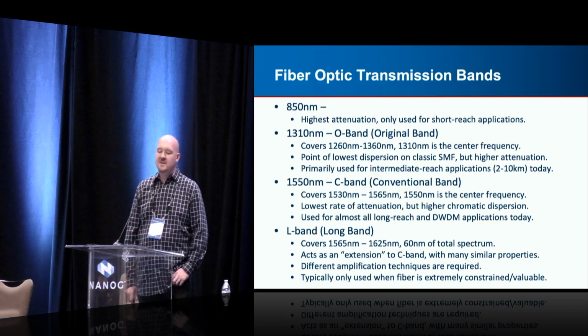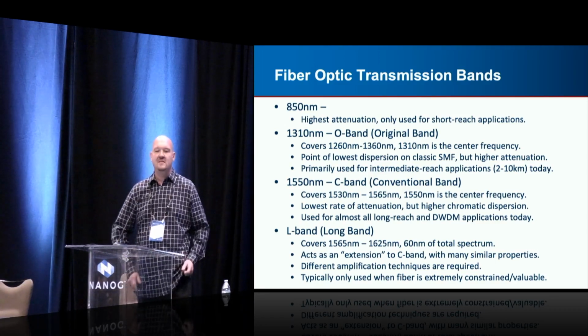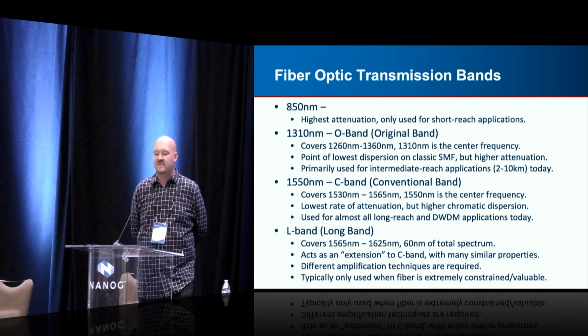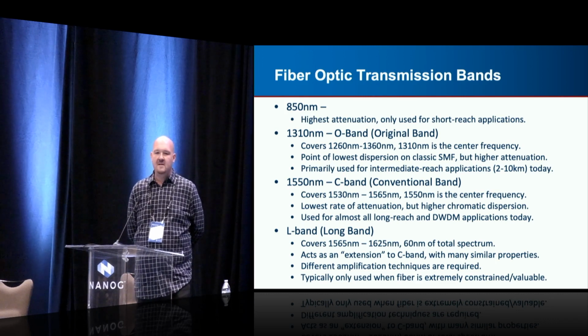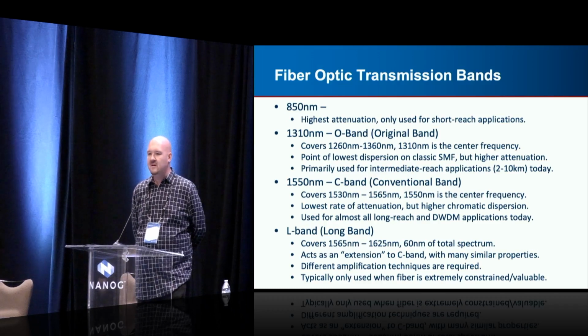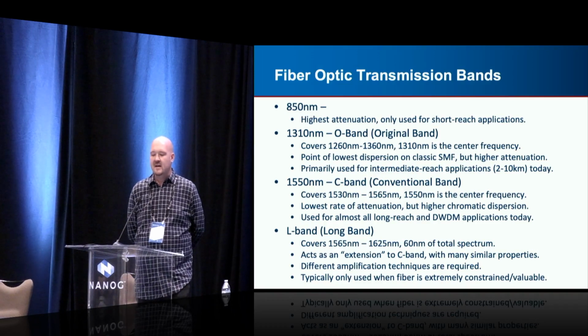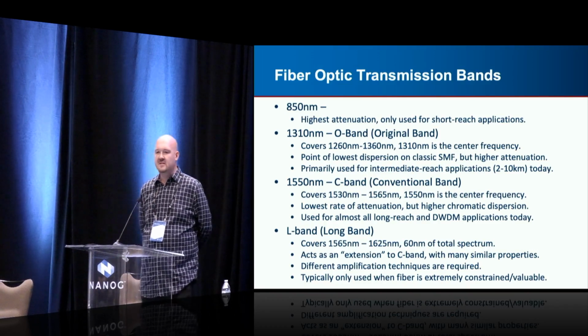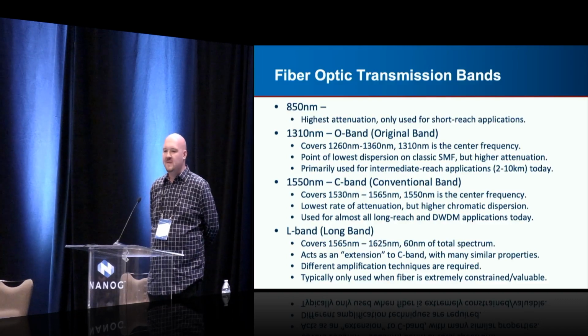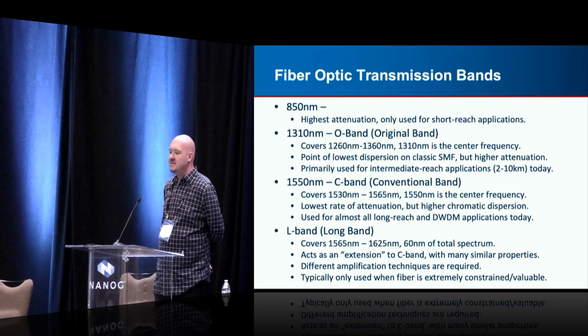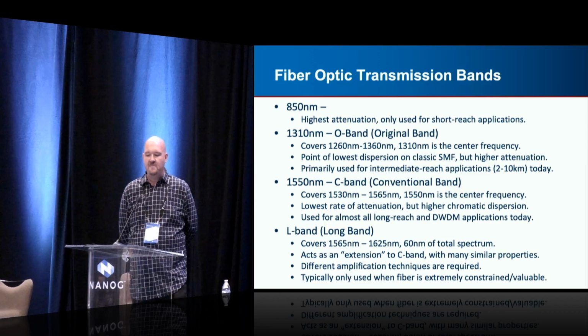The fiber optic transmission bands, the different frequencies of light that we use, there's a couple different ones. 850 is one of the most common ones that you see used in short reach applications. So this is most of your multimode fiber runs here. These are all your short reach things. It's high attenuation. It lets you use really cheap, simple, basic lasers or LEDs, but it doesn't go very far.